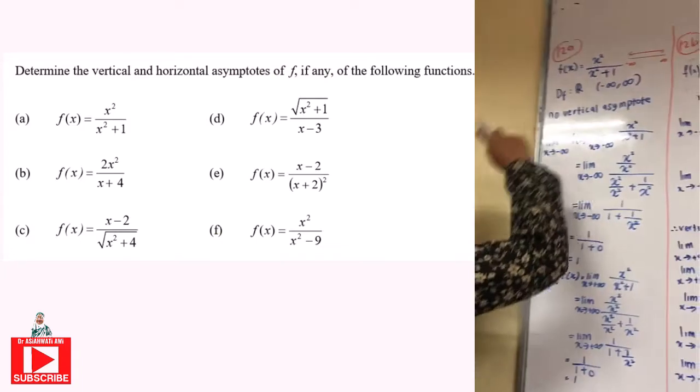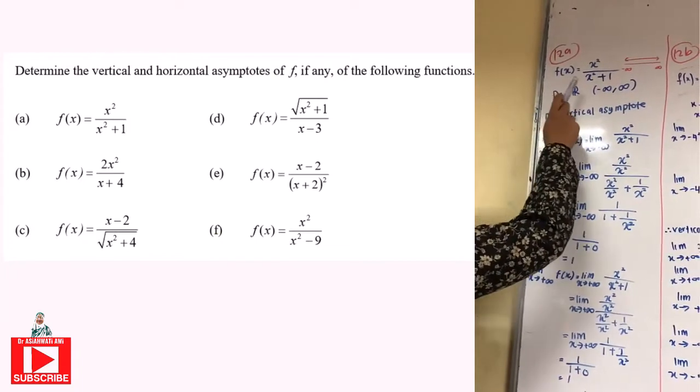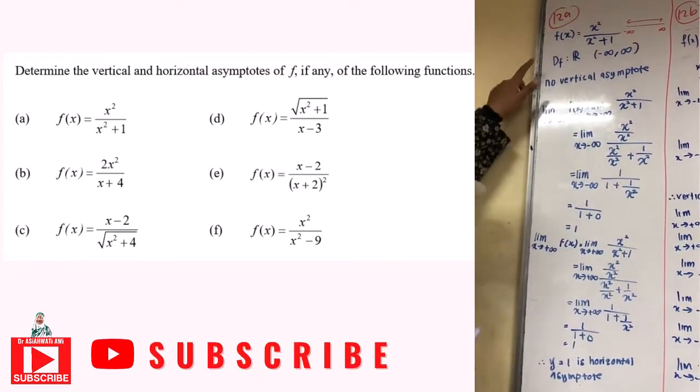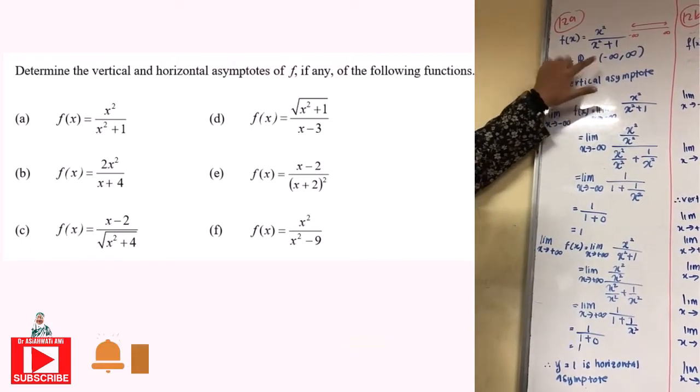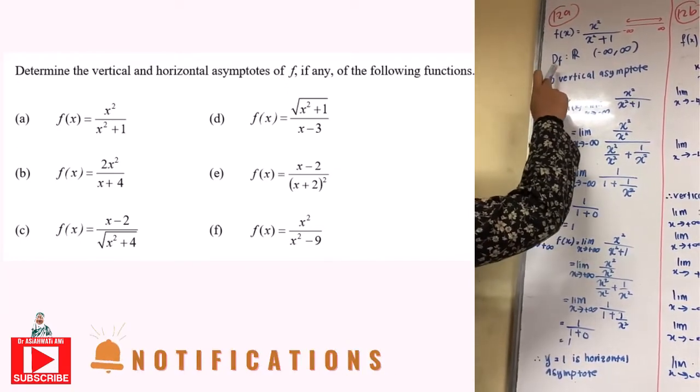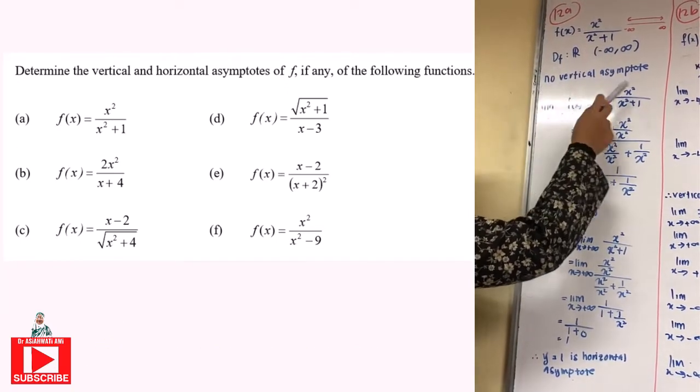For 12a, the question given is f(x) equals x squared over x squared plus 1. So the domain is all real numbers, which is negative infinity to infinity. Since the domain is all real numbers, there is no vertical asymptote.